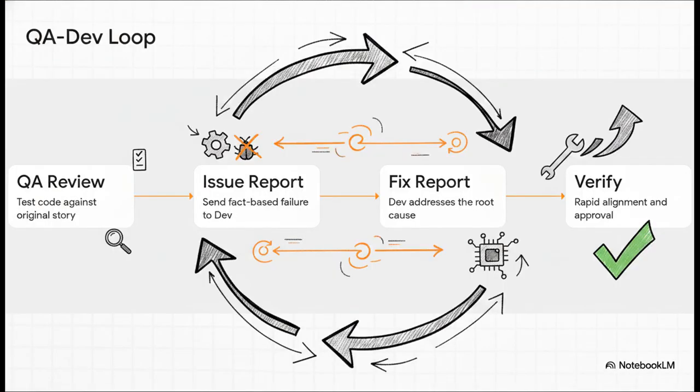Once that code is actually written, it enters the QA dev loop. The QA agent rigorously tests the implementation directly against the original story's acceptance criteria. If there's an issue, QA sends a completely objective, fact-based report to the dev. The dev fixes the root cause, not just the symptom, and QA does a quick verification. This rapid, tightly constrained back and forth is where the only true iteration should ever happen in the coding phase.